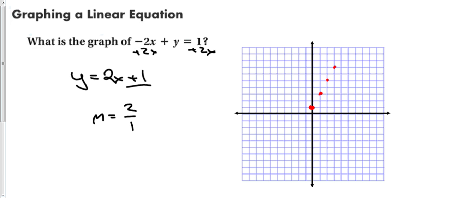So let's see. Did I do everything we need to do? We wrote the equation in slope-intercept form. We plotted the y-intercept. We used the slope to find another point. Now, finally, we draw a line through the points. And there's my line. There's my graph of the line.